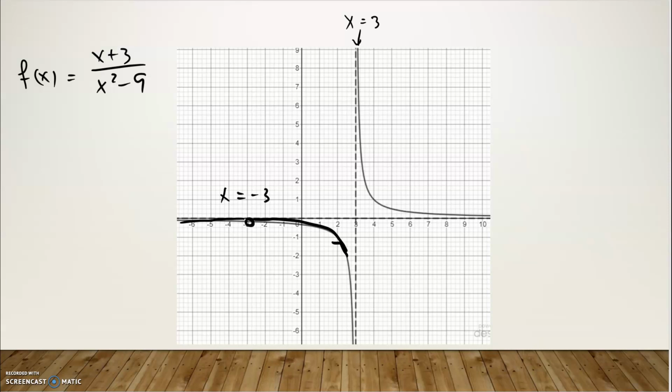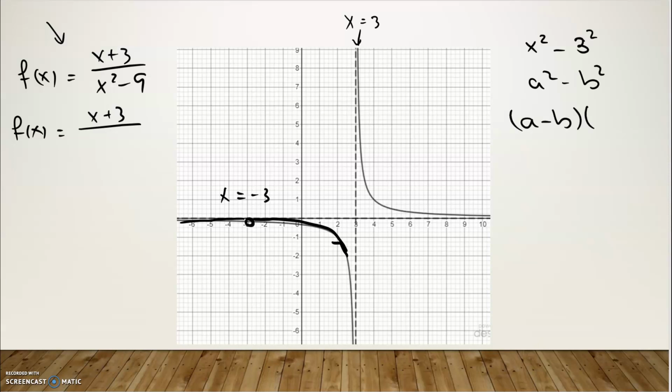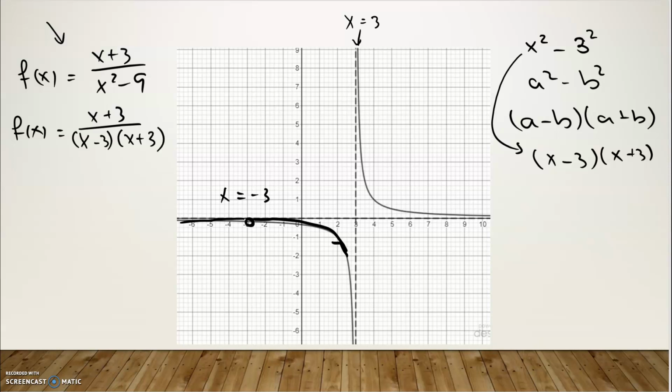Now, how do you figure out, am I going to have an asymptote or am I going to have a hole in my graph? We're going to look at this function right here, and I'm going to factor out the bottom. So x plus 3. Now we can write x squared minus 9 as x squared minus 3 squared. And hey, that's the same thing as a squared minus b squared. So that will be a minus b, a plus b. So for this will be x minus 3, x plus 3. So x minus 3, x plus 3.